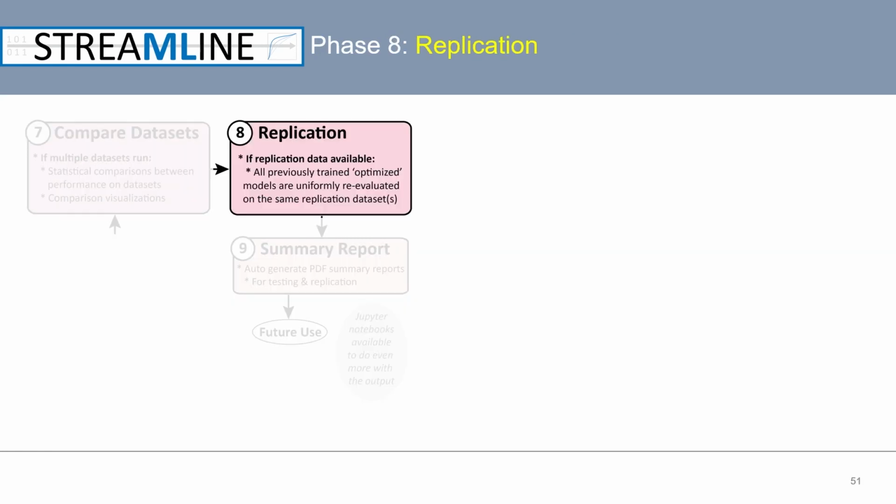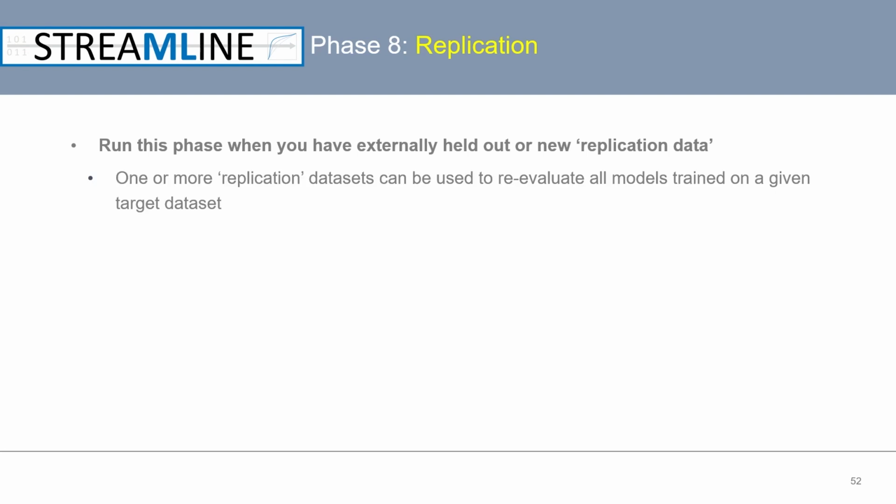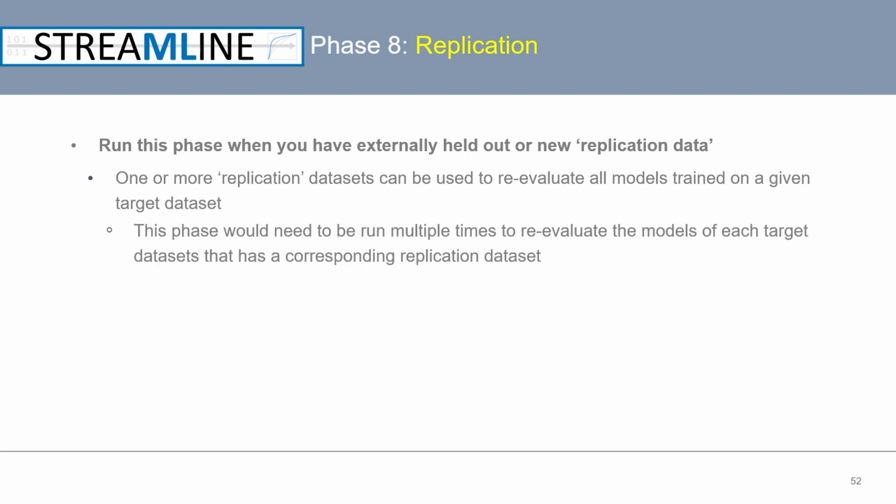Next, we have phase 8 of STREAMLINE, which conducts replication. This phase should be run when you have some externally held out or newly acquired replication data. Here, one or more replication datasets can be used to reevaluate all models trained on a given target dataset. Of note, this phase would need to be run multiple times to reevaluate the models of each target dataset if multiple datasets were run in STREAMLINE at once, where each target dataset has its own replication dataset or datasets.